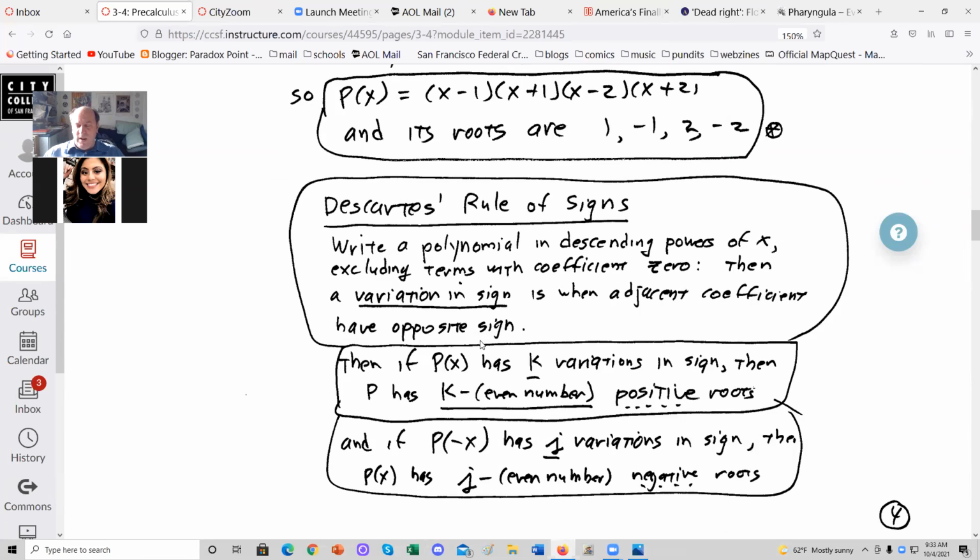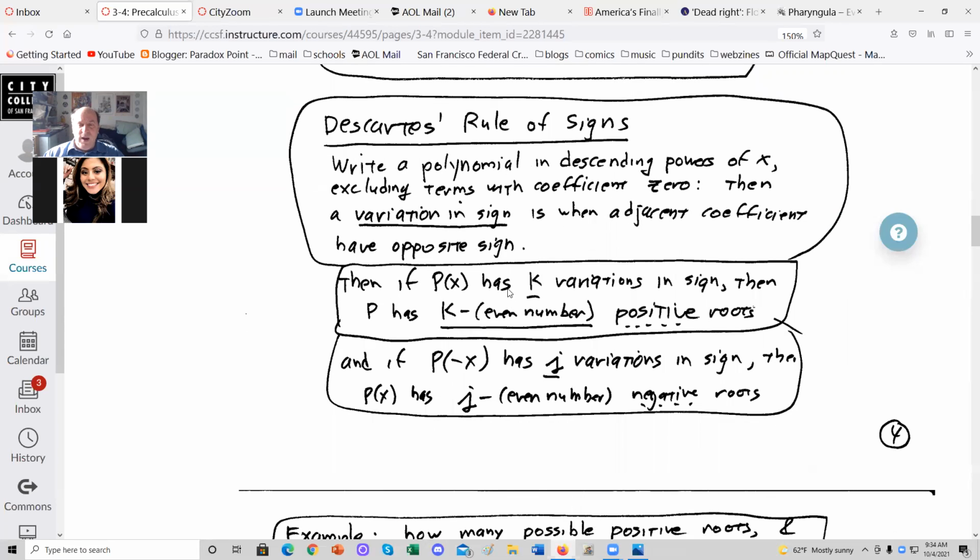Now there's some tricks about the Descartes rule of signs and the upper and lower bounds theorem that give you some hints about where to look for roots if you use synthetic division. How many positive roots, how many negative roots, what's the biggest possible root, what's the smallest possible root. If you write a polynomial in descending powers of x, then a variation of sign is when adjacent coefficients have opposite sign. Now, if p has k variations of sign, then it has k minus some even number of positive roots.